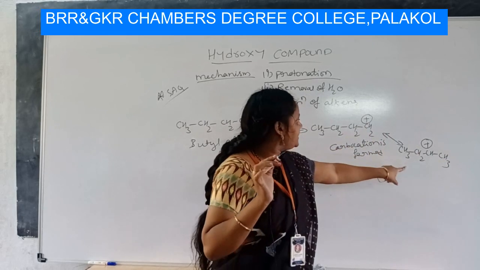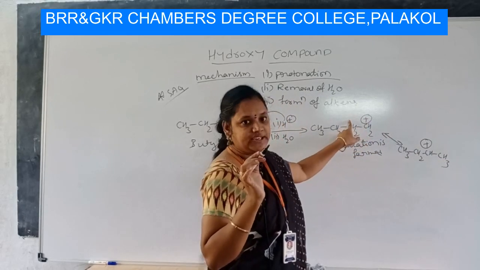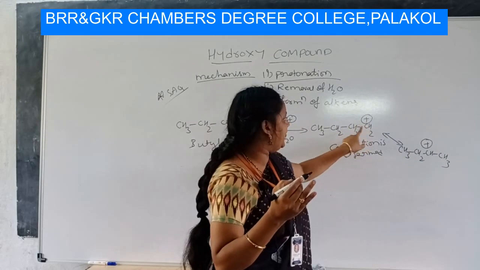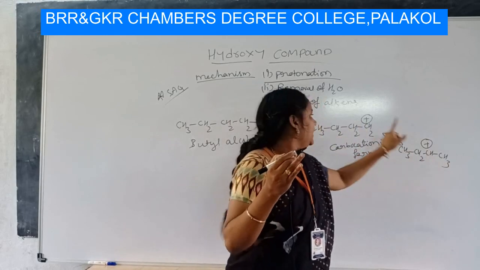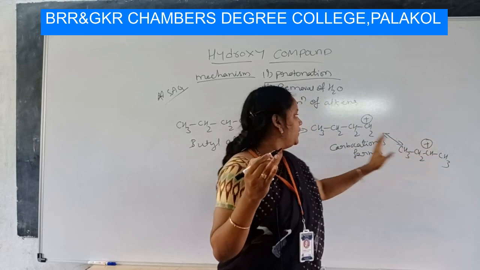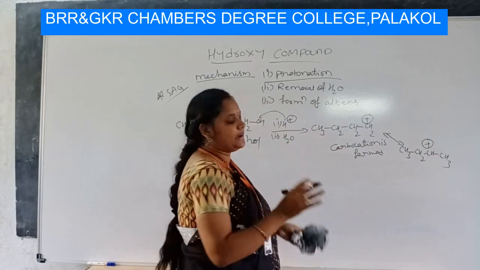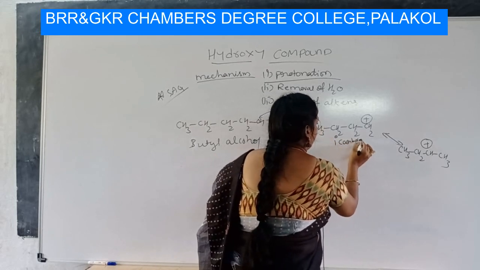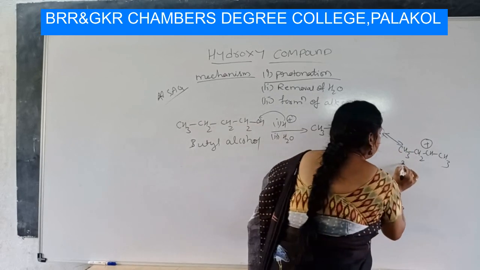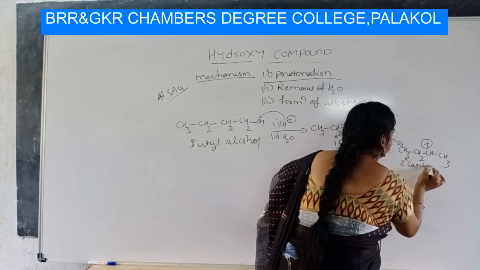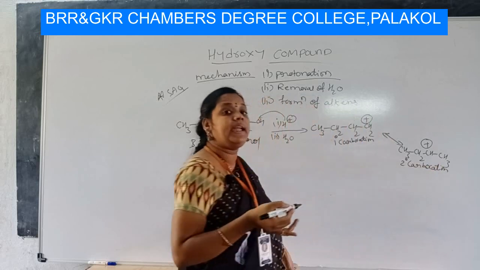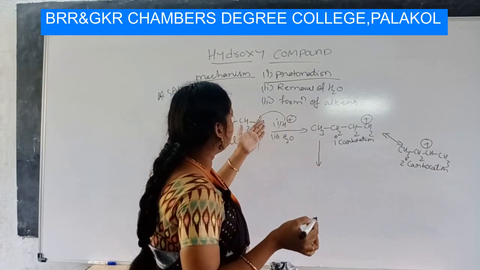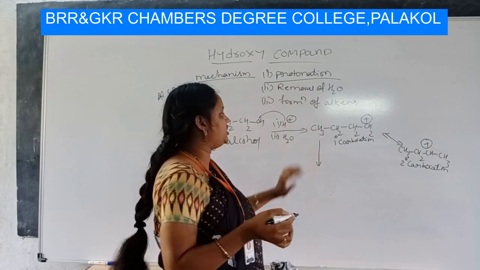How did I get this, students? Here the plus charge shifts and the hydrogen shifts. Rearrangement. Since the hydrogen shifts here, it becomes CH and it becomes CH3, and the plus charge shifts here, to form a more stable carbocation. In this case, it is a primary carbocation, whereas in this case, it is a secondary carbocation.